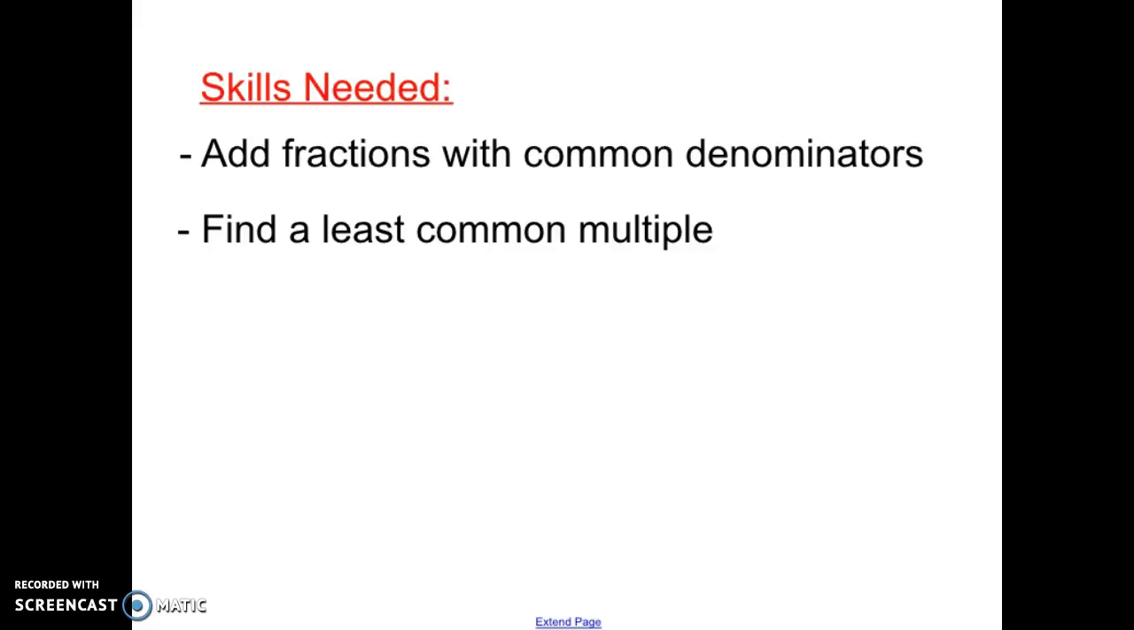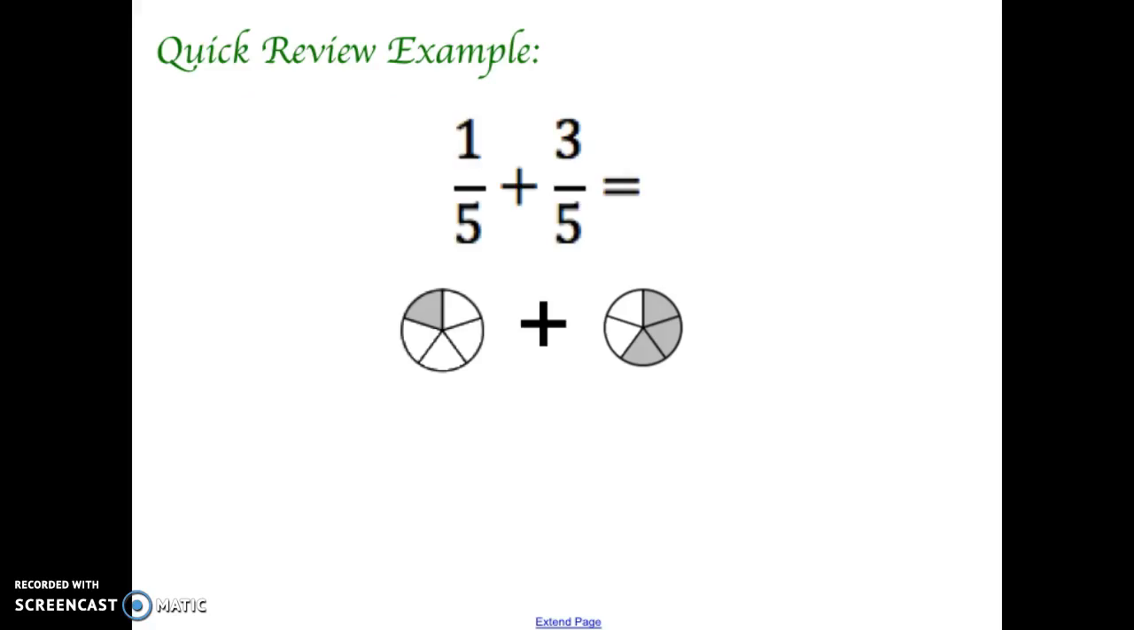Now, while I expect you to be able to add fractions with common denominators, we are going to take a quick look at an example just to review what we're doing. Here we got 1/5 plus 3/5. Notice the first circle is broken into 5 equal sections, one of them shaded in. The second circle is broken into 5 equal sections with 3 of them shaded in. So since they have the same denominator and equal sizes and shapes, we can add the 2 of them together. And we notice that we create a circle of 5 equal sections, and 4 of them are shaded in. So our answer was 4/5.